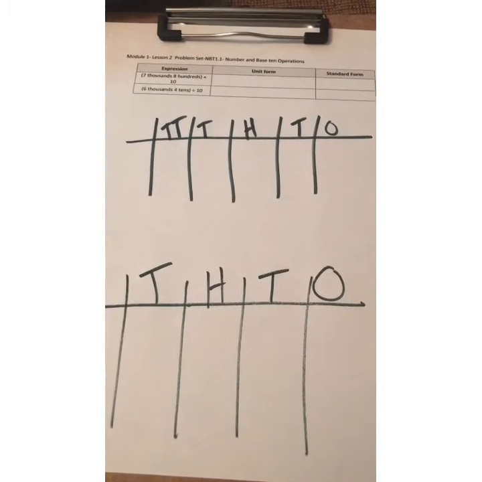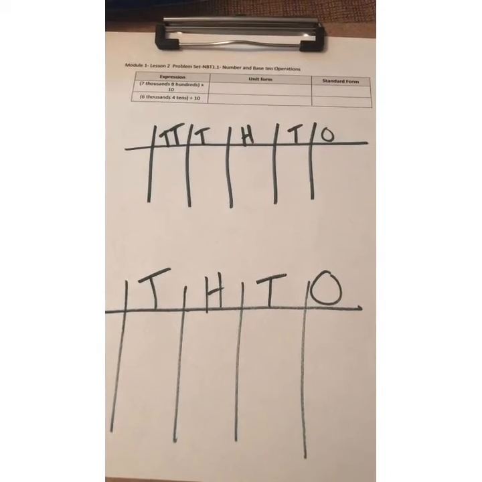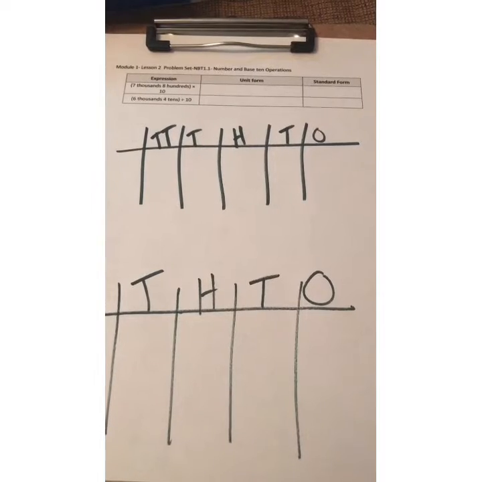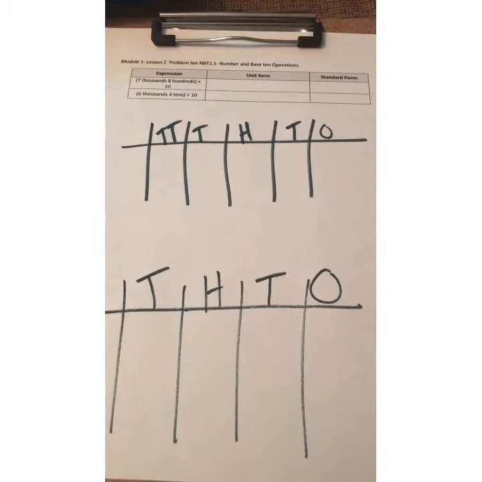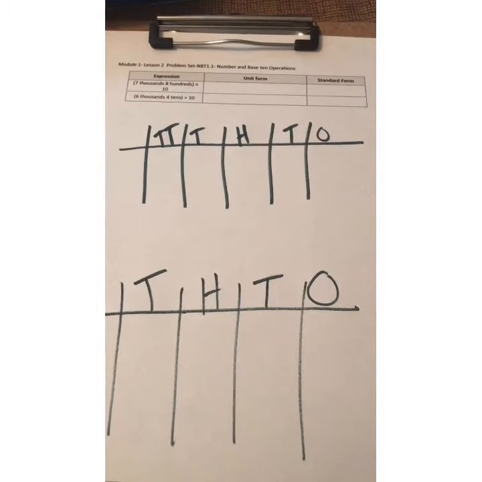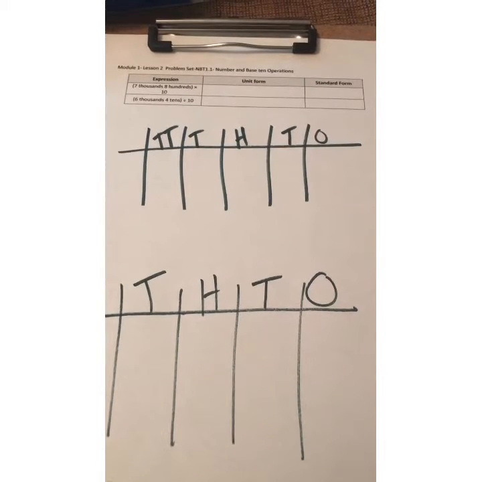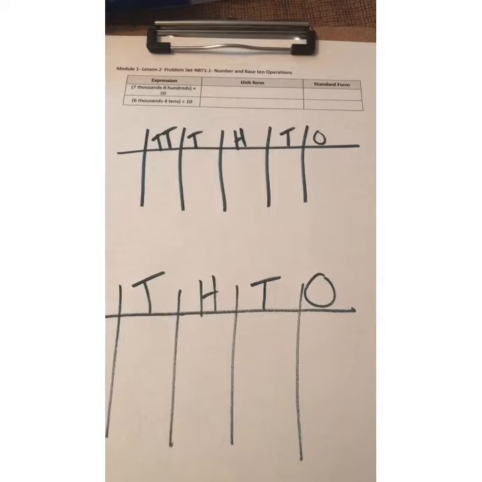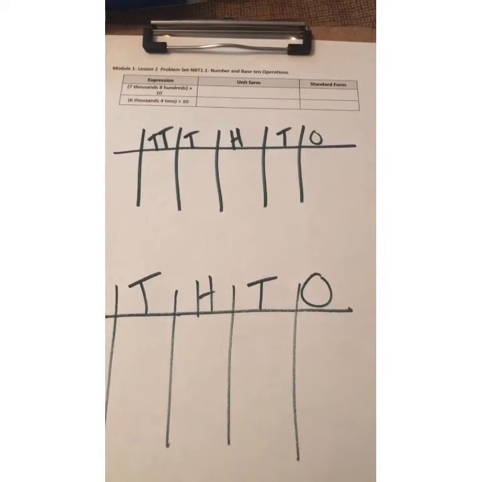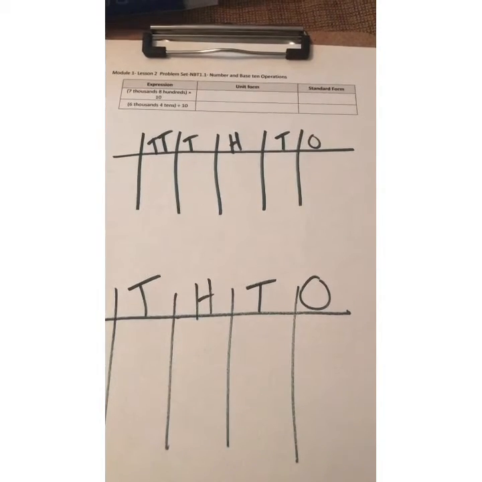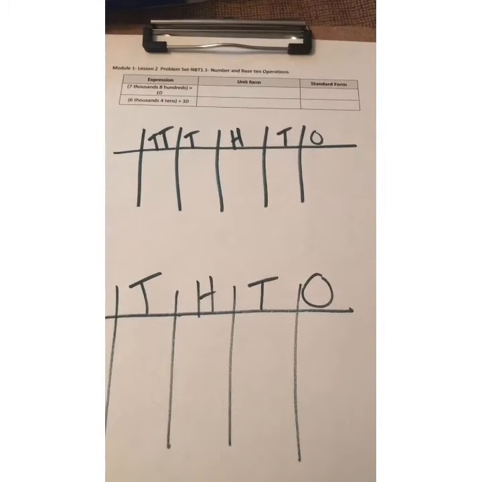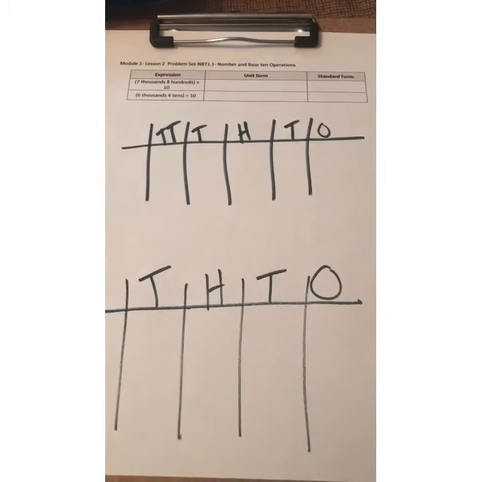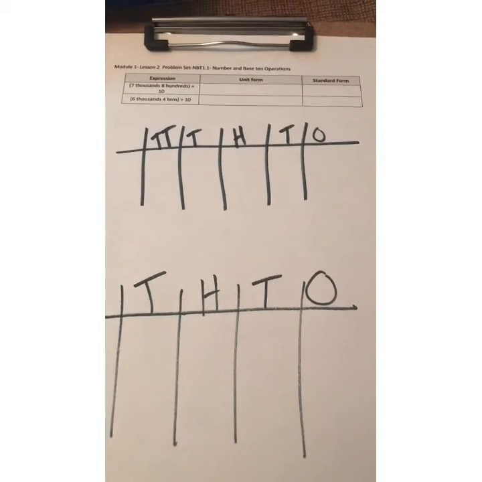Lesson 2 is just an extension of lesson 1, and it also incorporates dividing by 10. So when we were multiplying by 10, we were shifting left on the place value chart, which would reach us into a larger place value because when we multiply, we get a bigger number. When we divide, we are going to shift to the right on the place value chart because when we divide, we get a smaller number. This lesson also discusses unit form and standard form. So let's try the first one.